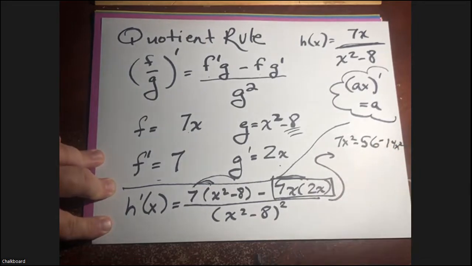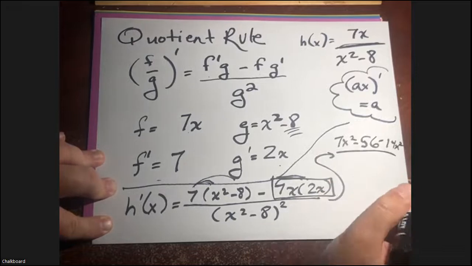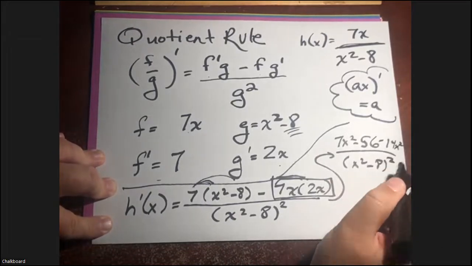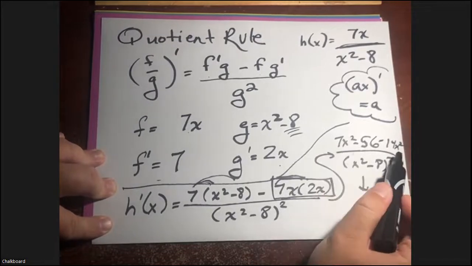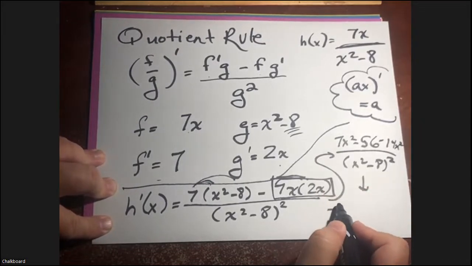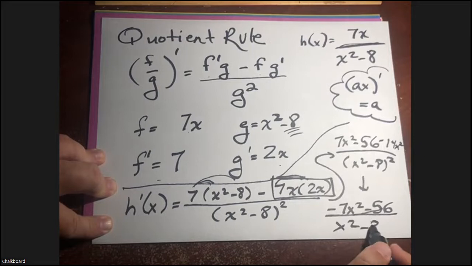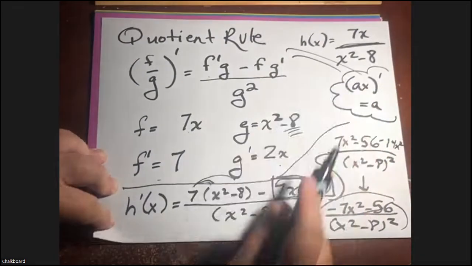I'm running out of paper over there. And then all over that nasty denominator. And one more thing, 7x squared minus 14x squared is actually not hard to do. That is negative 7x squared. And here we have our solution. This is the derivative of this function.